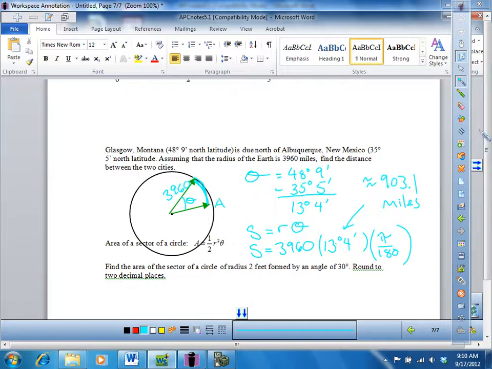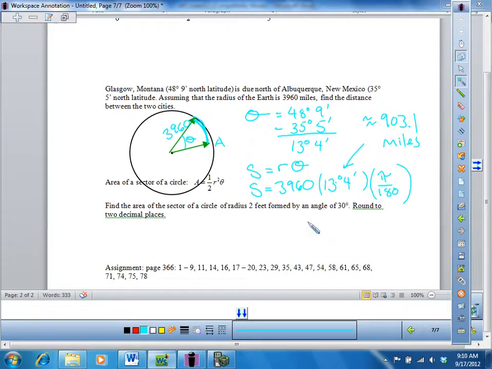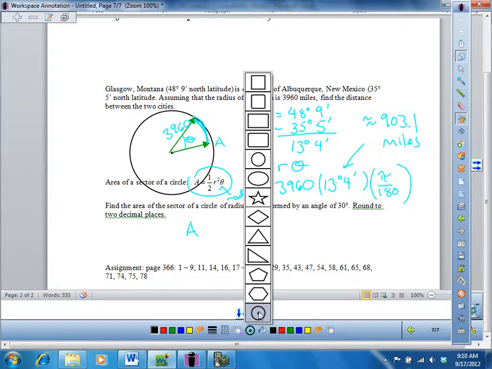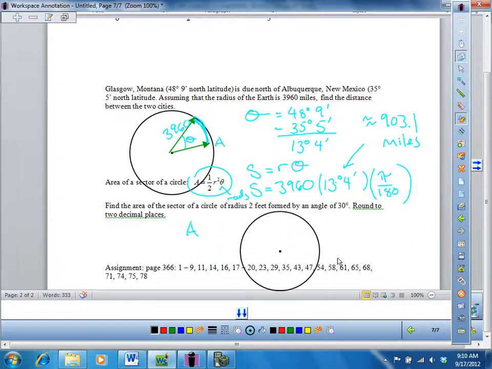Two more things. The next thing we use is this area of a sector formula, and this has to be in radians. Oh, just one more thing. It says find the area of a sector of a circle of radius 2 formed by an angle of 30 degrees. So again, this needs to be in radians. All right? So we have A, and you guys remember what the sector of a circle is?